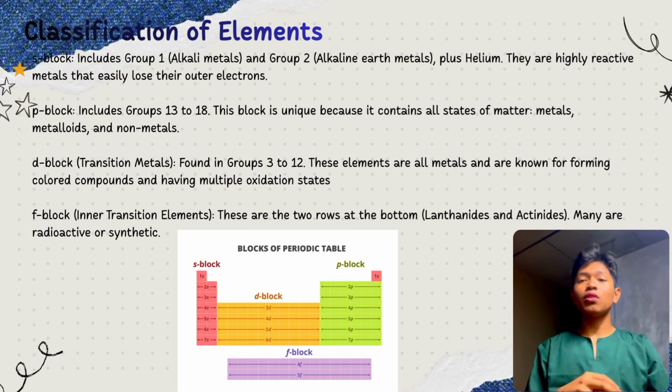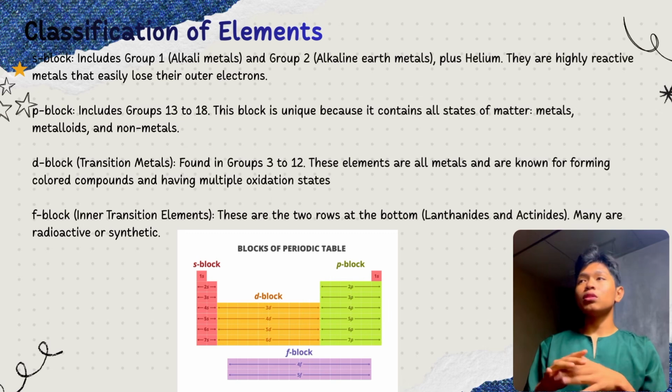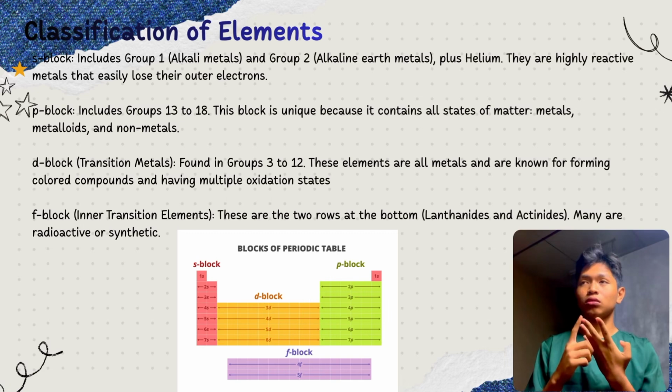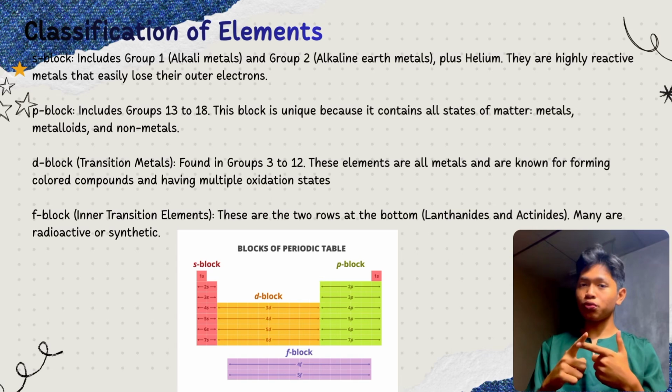Regarding classification of elements in the periodic table, one of the most fundamental ways to classify elements is by their electron subshell. The periodic table is divided into 4 blocks based on which orbital is being filled by the valence electron. For the first one, S block, includes group 1 and group 2.